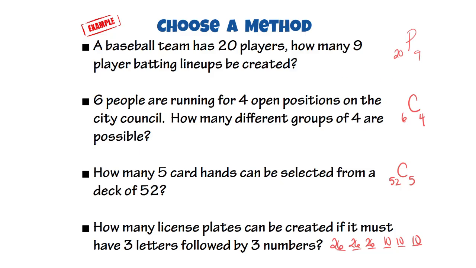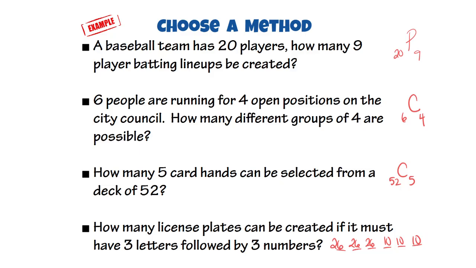Okay, the second example, they talk about picking people for a city council. Nope, they don't talk about anybody holding a special position. Nobody's the president, nobody's the vice president. We're just picking people. That's a combination. Same thing with the third one. It's a card problem again. I'm not going to rearrange those cards. I don't care the order that I get them. Got to be a combination.